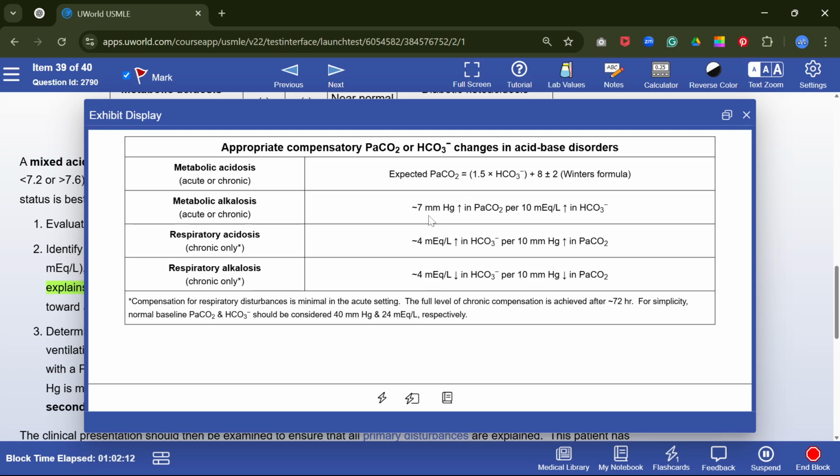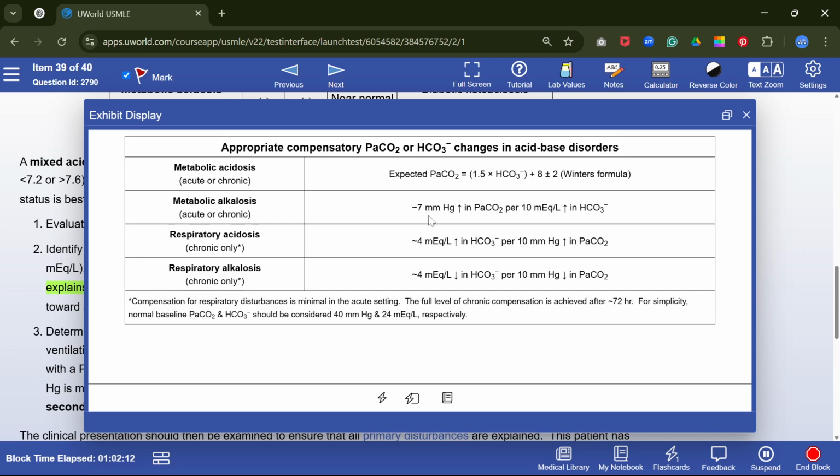And respiratory alkalosis: 4 milliequivalent decrease in bicarbonate per 10 millimeter of mercury decrease in PaCO2. So what is the main clue in here?